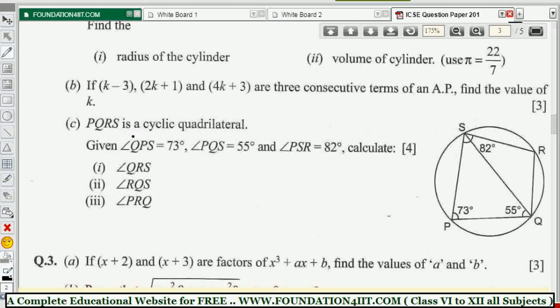PQRS is a cyclic quadrilateral. So in a cyclic quadrilateral, the sum of the opposite angles is 180. This is the given data: angle QPS is 73, angle PQS is 55, angle PSR is 82. Calculate angles QRS, RQS, and PRQ. Okay, let's take this diagram.